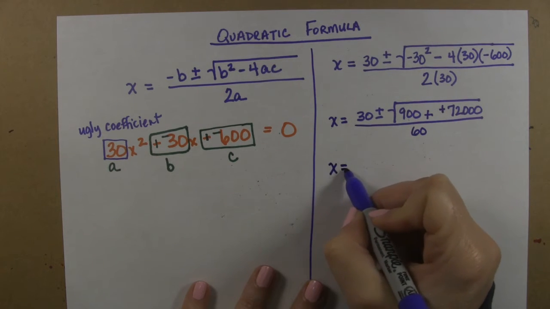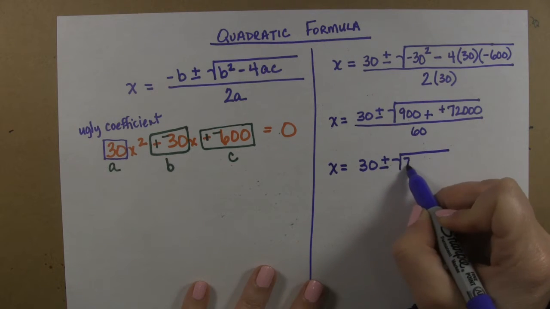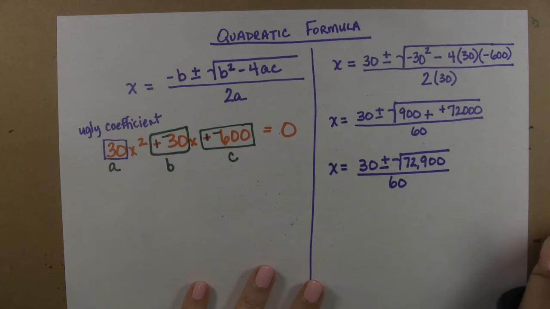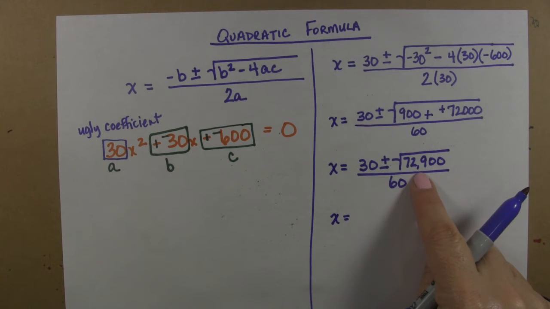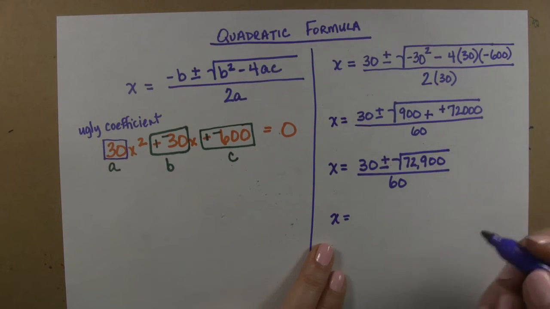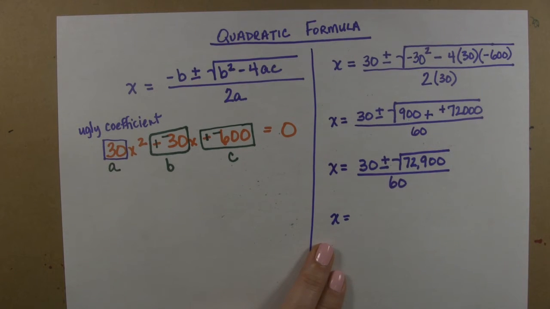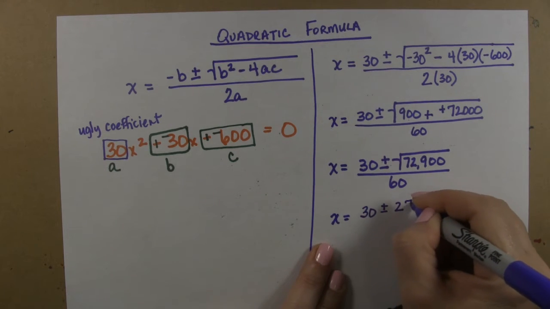So again, simplifying again, I get 30 plus or minus the square root of 72,900 over 60. And then I put the square root of 72,900 in my calculator, and I really hope that I come up with something cool. I almost never do. Almost always I get some funky, weird number that makes me crazy. But in this case, I get 270.